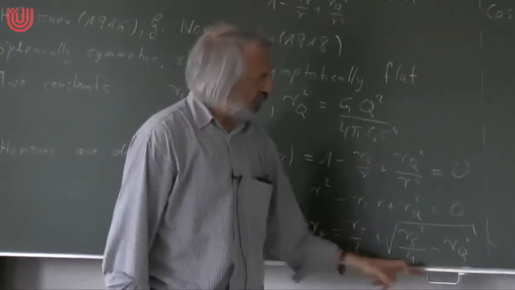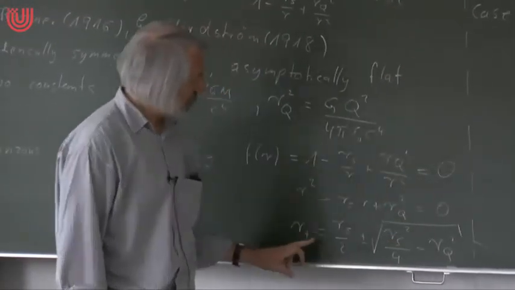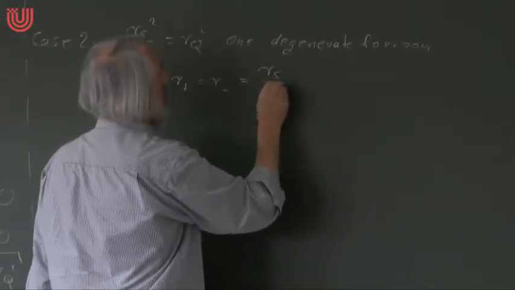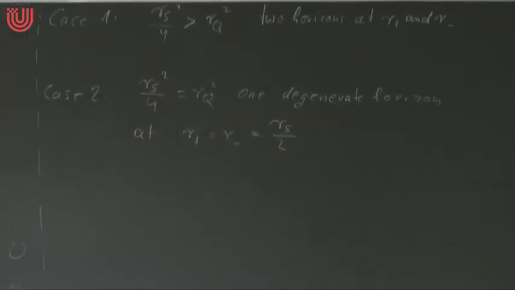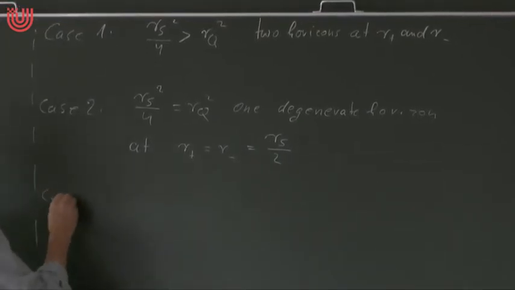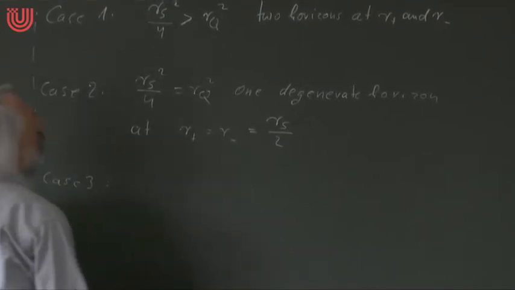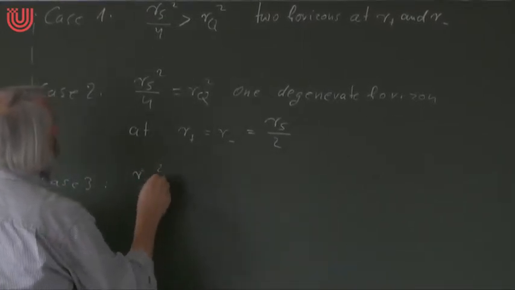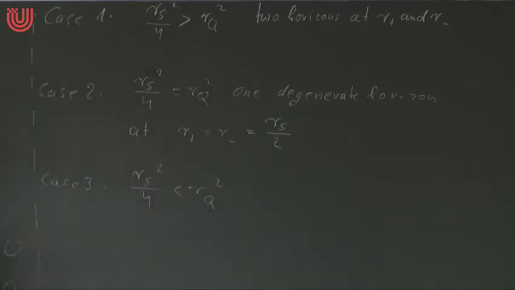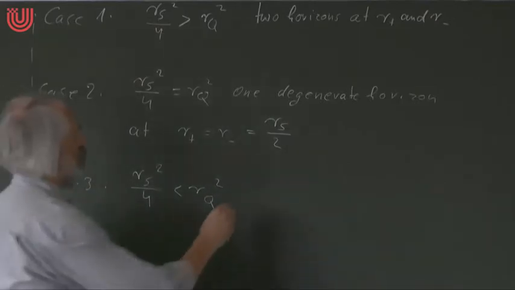If the expression under the root is 0, that's the case we are considering here, then this double solution is just rs half. Yeah, so we have a degenerate solution at half the position where in the Schwarzschild case the horizon was situated. And then we have a third case, if the charge term is dominating. So this is certainly not a very realistic assumption, but mathematically it's a possibility. Then this here is imaginary, so we have no real solutions of our quadratic, and this means we have no horizon.